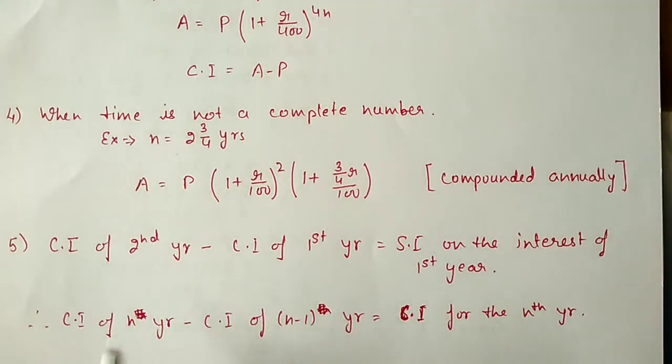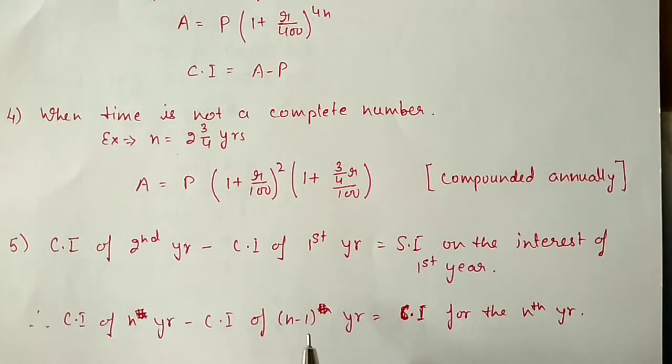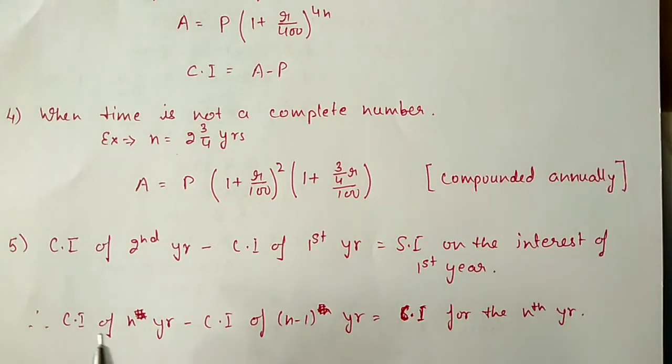Similarly, compound interest for n years minus compound interest for n minus 1 years will be equal to the compound interest for the nth year. Suppose here compound interest for 5 years and compound interest for 4 years. The difference between these two compound interests will be equal to the compound interest for the 5th year only. This is total 5 years, this is total 4 years, and here you will get only the 5th year.